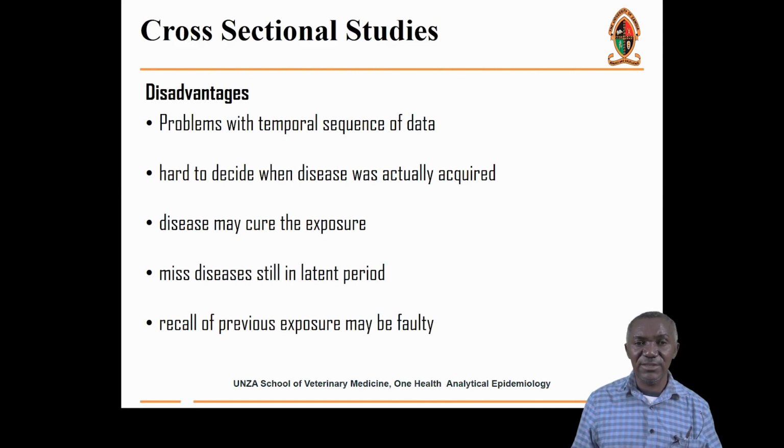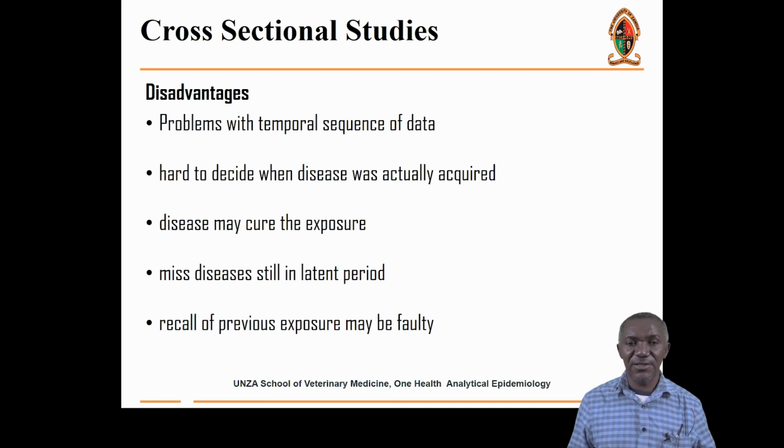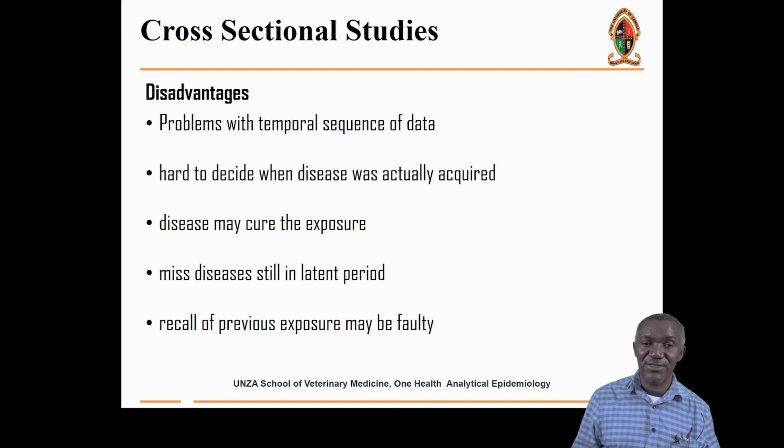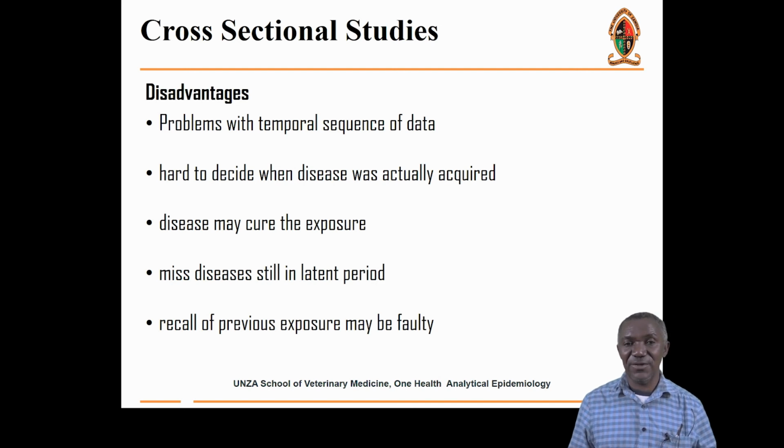So the other disadvantage is that it has a problem with the temporal sequence of data. When you do a cross-sectional study, it may be difficult to know, especially when you want to establish causation, whether the factor of interest occurred first or exposure occurred first. So it may be difficult to sequence data. And it's also hard to decide when disease was actually acquired.